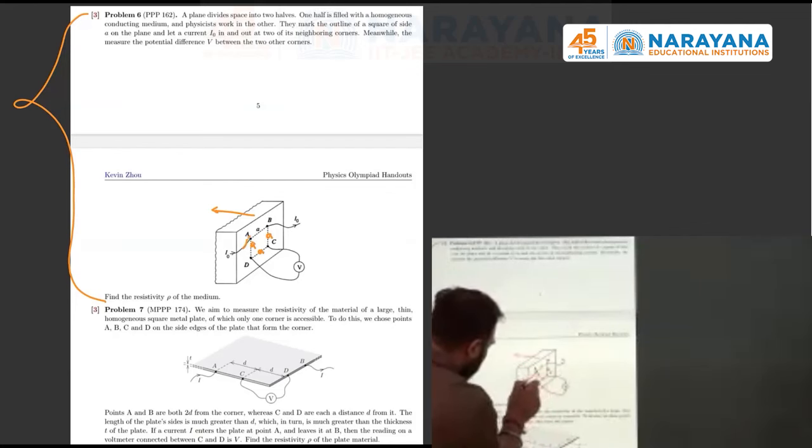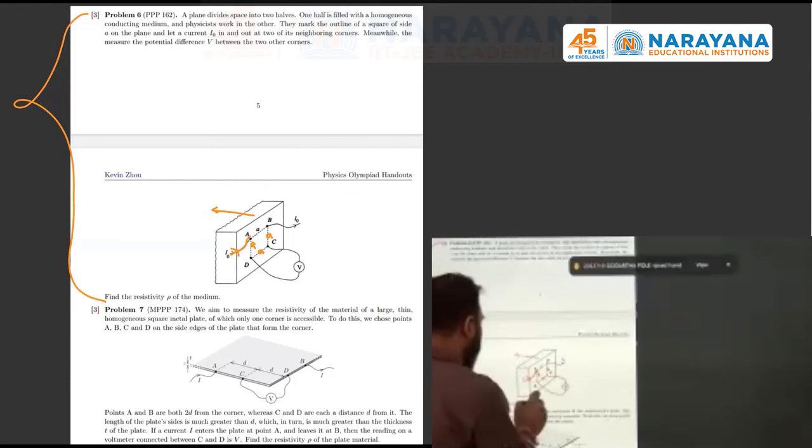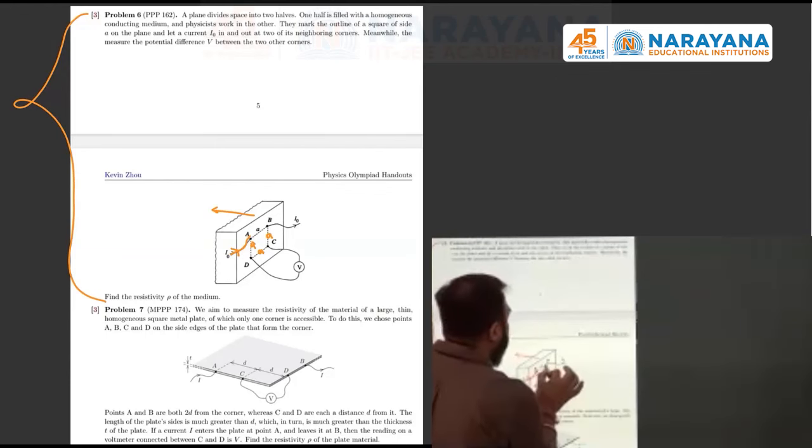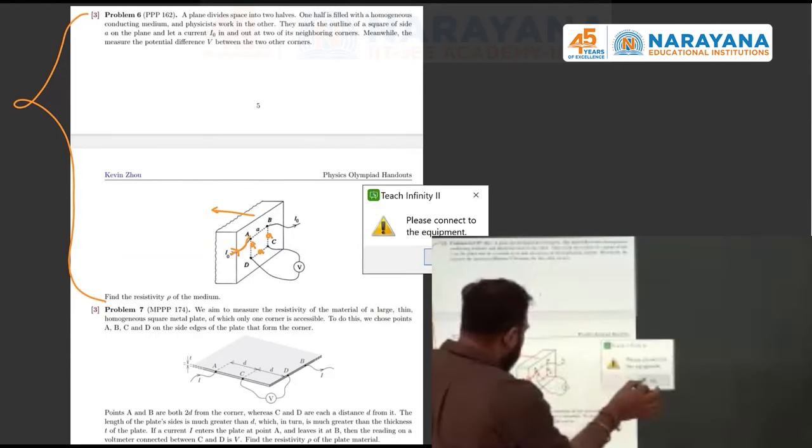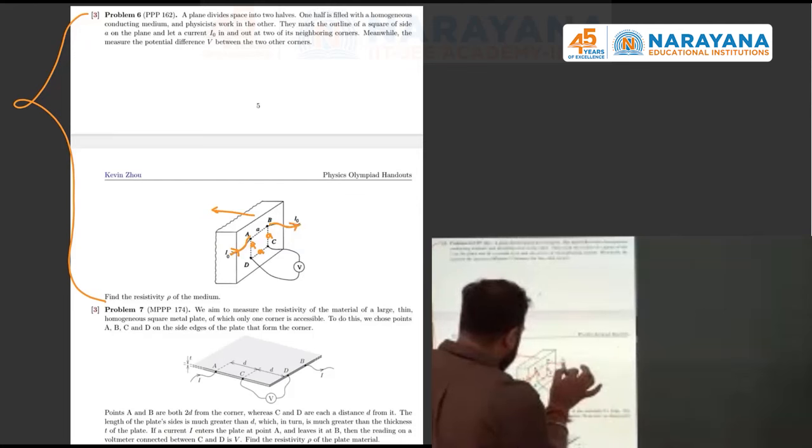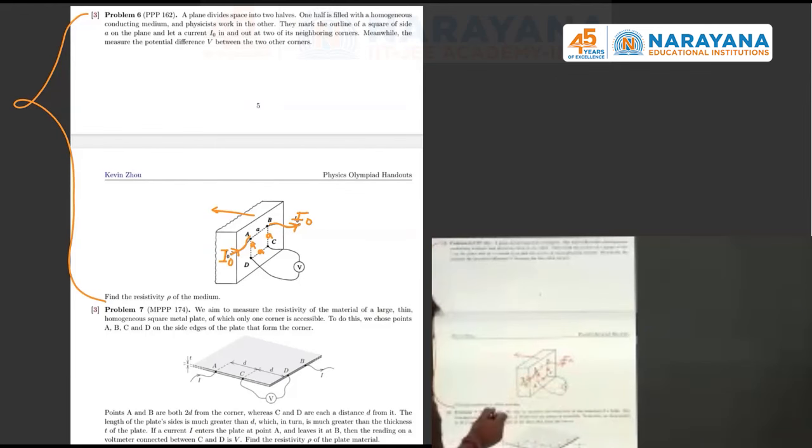And at a point A on the circuit, the input current I naught enters. And from point B, the current is coming out. That value is also I naught. Now, this material has got a resistivity rho, which is the unknown in the problem.